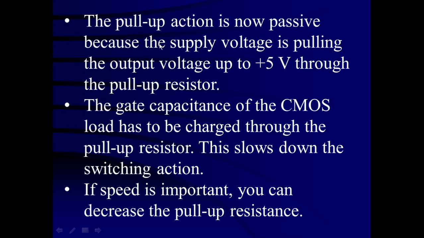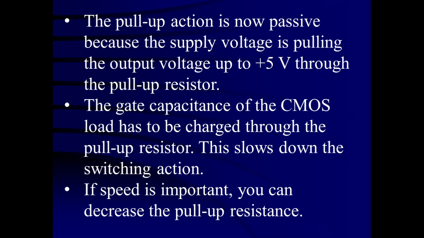The pull-up action is now passive because the supply voltage is pulling the output voltage up to plus 5 volt through the pull-up resistor. The gate capacitance of the CMOS load has to be charged through the pull-up resistor. This slows down the switching action because the RC time constant is going to be higher. In a normal TTL, the output resistance is only either 12 ohms or 70 ohms, but now it is going to be 3.3 kilo ohms through which that input capacitance is charged, and hence the RC time constant increases, which will slow down the action of the circuit.